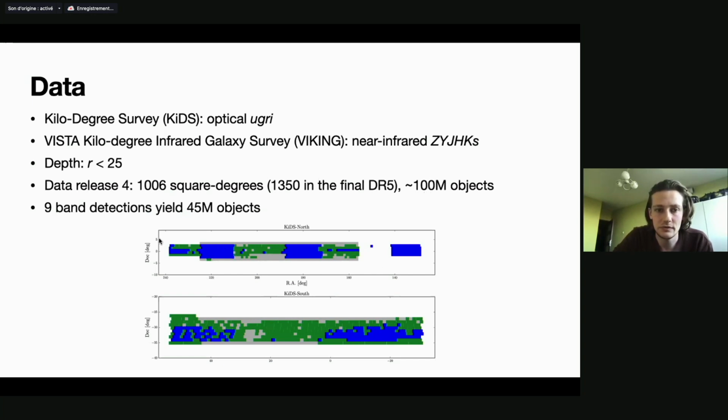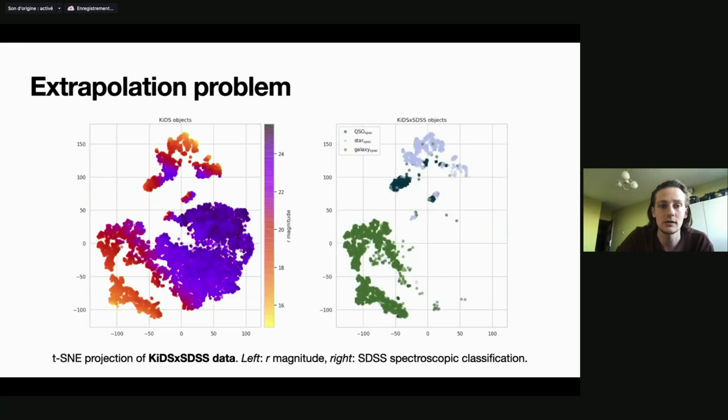So this is the data. We have about 100 million objects, from which I take objects with 9-band detection, which leaves about 50 million objects, limited at r lower than 25. And I have the ugri bands from the Kilo-Degree Survey and also from the partner VIKING survey, the near-infrared bands, which I use to create colors and ratios of the magnitudes, and it gives me a feature space together with a so-called stellarity index. It's a classifier which tells whether an object is point-like or not, quasars also being mostly point-like objects.